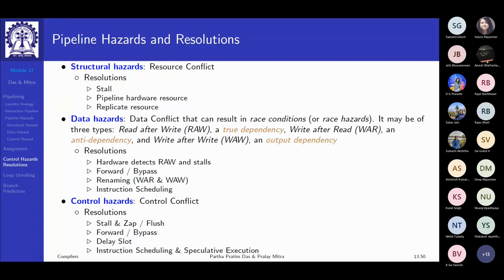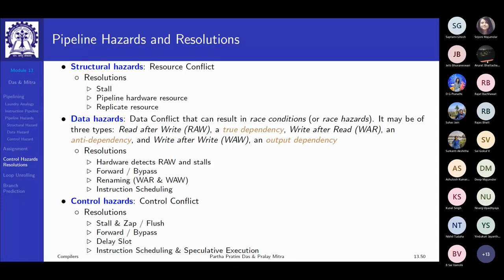And if the branch is taken, then you will have to do a zap or flush, because instructions already in the pipeline are not to be logically executed. So you'll have to remove them. So it has a pretty high cost in terms of the pipeline. So how do we resolve this? Stall and flush ensures correctness of execution, of course, supported by hardware.